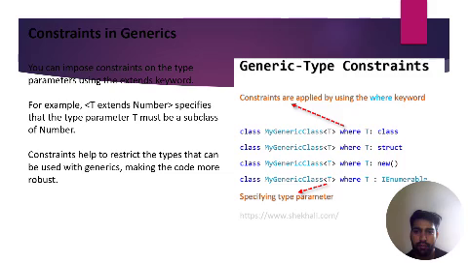Generic type constraints. Constraints are applied by using the where keyword. Here are some examples: class MyGenericClass where T is a class, where T is a struct, where T is new, where T is an interface.